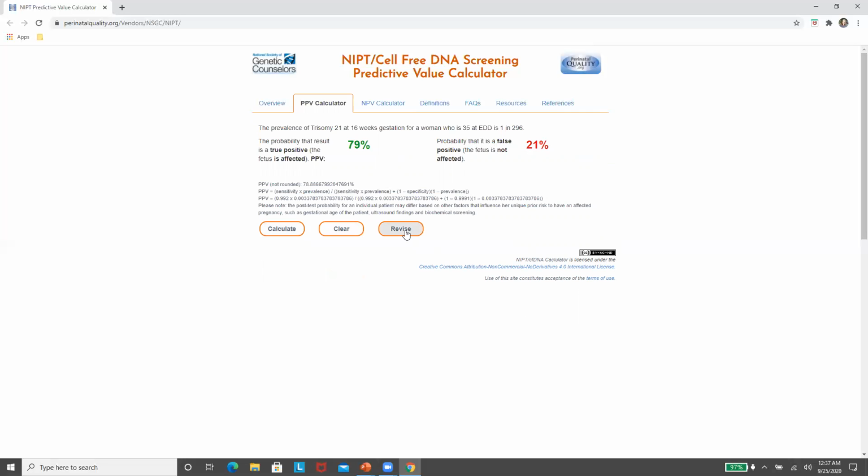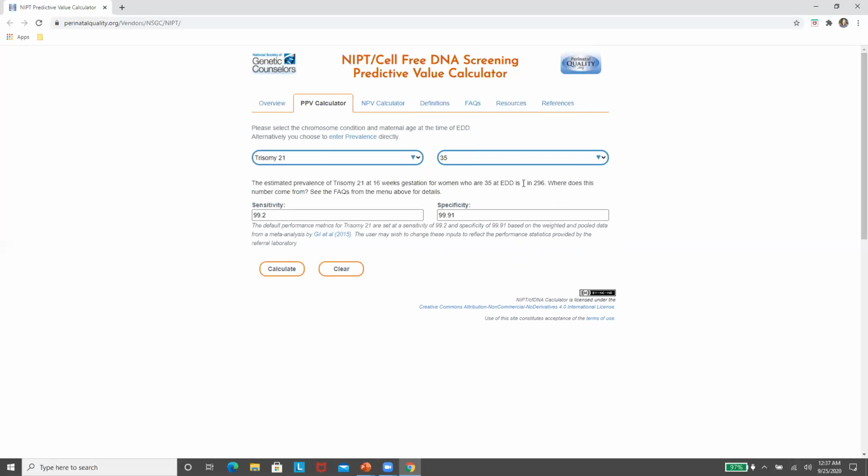Please note that the prevalence here is 1 in 296. If there are findings on ultrasound, if there is a personal or family history that would impact prevalence, or if there are other factors, you can update the prevalence directly and not use the pre-populated estimated information. If your patient had the sample drawn at a different week than 16 weeks gestation, the prevalence will also be different. And this is due to spontaneous loss in pregnancy. So if the patient is further along, her likelihood or the prevalence of trisomy 21 would be lower. And that's because of the risk, like I said, of spontaneous loss, which can happen.